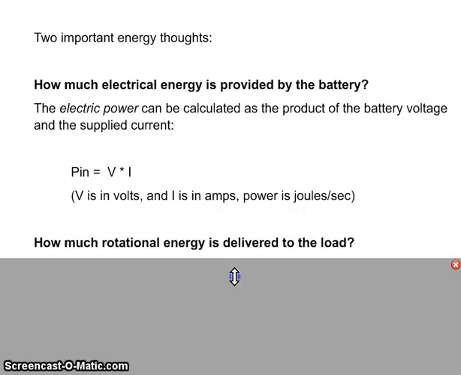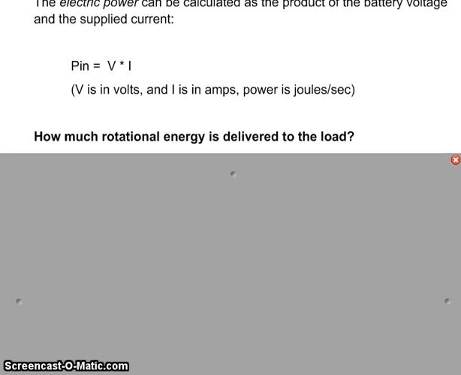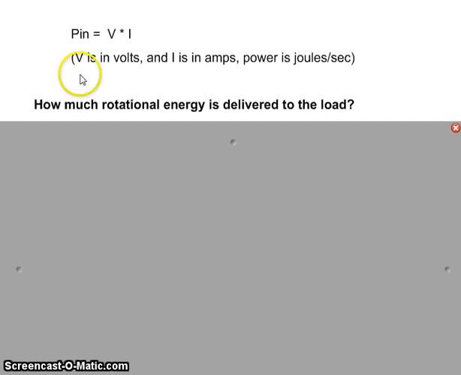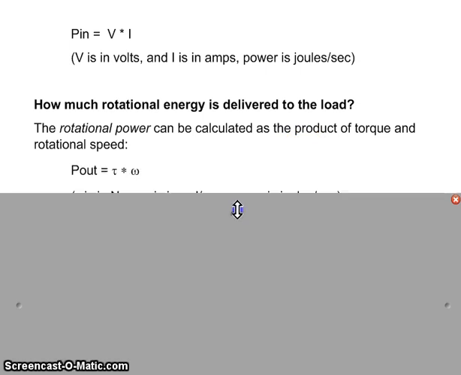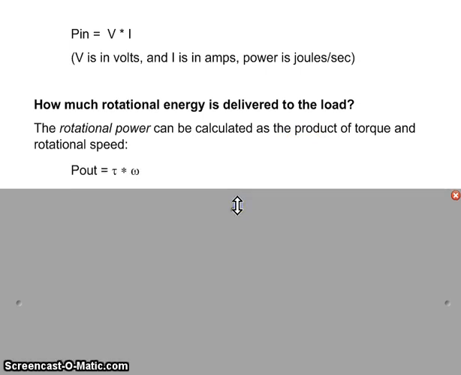We can ask a similar question: how much rotational energy is delivered to the load? And so that would be our, say, output energy. What do we accomplish from this power that we put in? How much power do we deliver to the load? Okay, so again, we won't be talking specifically about energy. We'll be talking about power. The rotational power can be calculated as a different product. It's the product of torque and rotational speed. And so here we've got P out is equal to tau times omega.